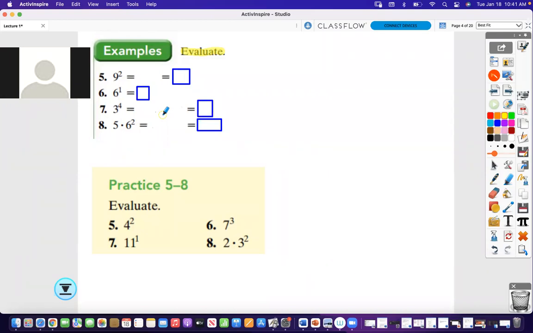What are we doing? We're breaking down exponents. Examples 5 through 8, right? Yeah, examples 5 through 8, yes.